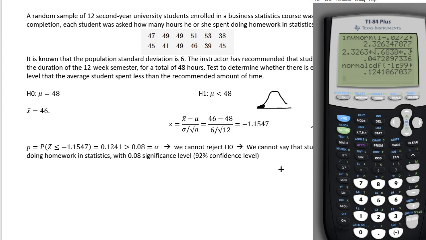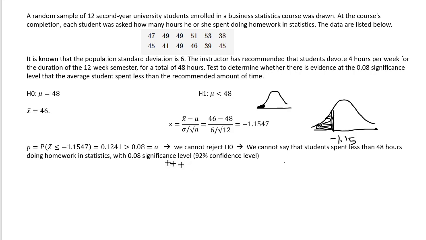And that's different than saying that H0 is true. It's just that we cannot reject the hypothesis that students are really spending 48 hours. It's a different thing to say that, oh yeah, students are really spending 48 hours than to say that we do not know whether or not students are really spending 48 hours, but there's no evidence against that, okay? All right, so that's our conclusion, with 0.08 significance level. So that's our conclusion with this p-value.